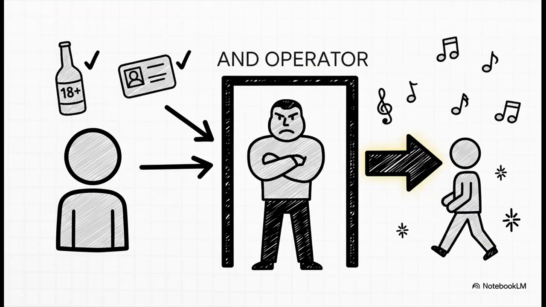The and operator? It's the strict one. For the whole thing to be true, every single piece connected by and has to be true. It's the bouncer at a club. You must be over 18, and you must have a valid ID. If you're missing even one of those, sorry, you're not getting in.